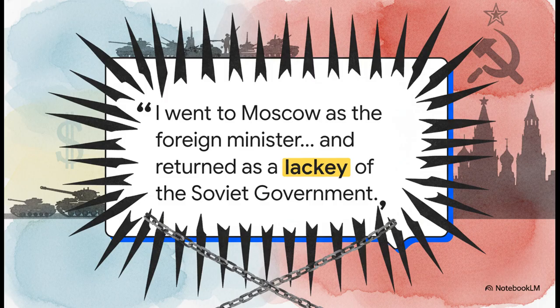For example, when Czechoslovakia actually thought about accepting American Marshall Plan aid, Stalin dragged their foreign minister, Jan Masaryk, straight to Moscow. Masaryk later described the experience in this chilling way. He said he went to Moscow as the foreign minister of an independent state and returned as a lackey of the Soviet government. It was a violent, stark reminder of just how real that Iron Curtain was becoming.